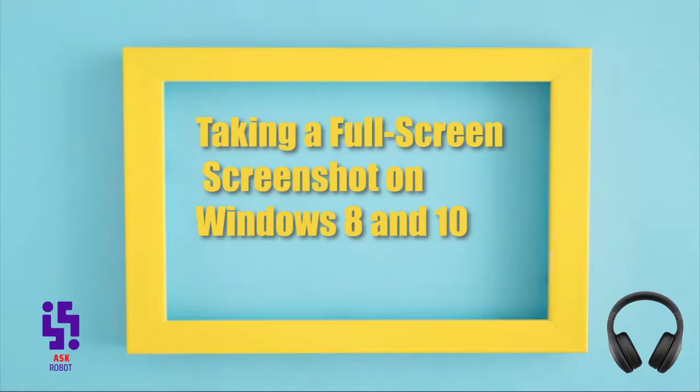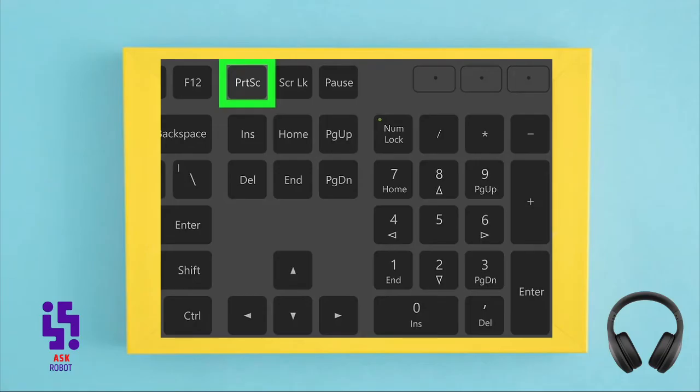Taking a full screen screenshot on Windows 8 and 10. 1. Go to the screen that you want to screenshot. Before you can take a screenshot, make sure that the screen which you want to screenshot is up with no distractions, example open windows or programs.